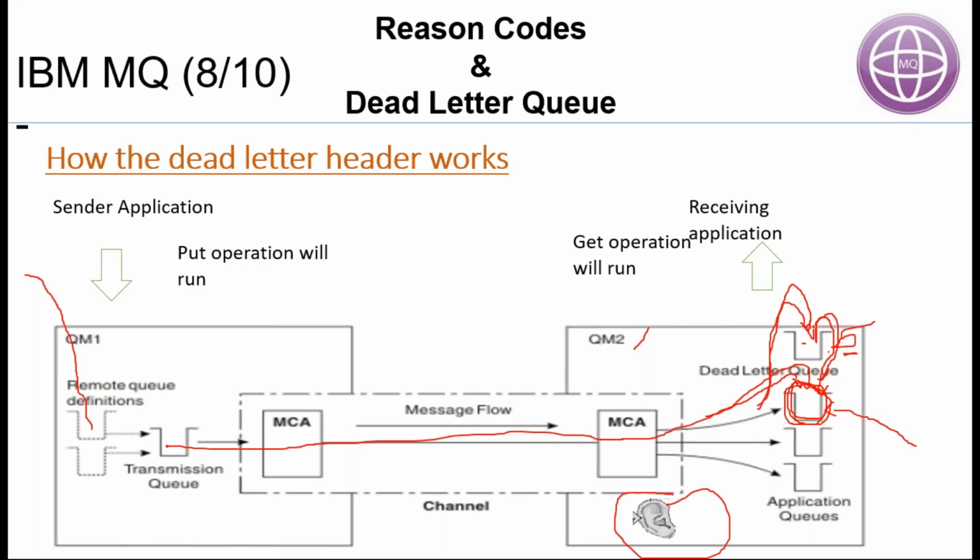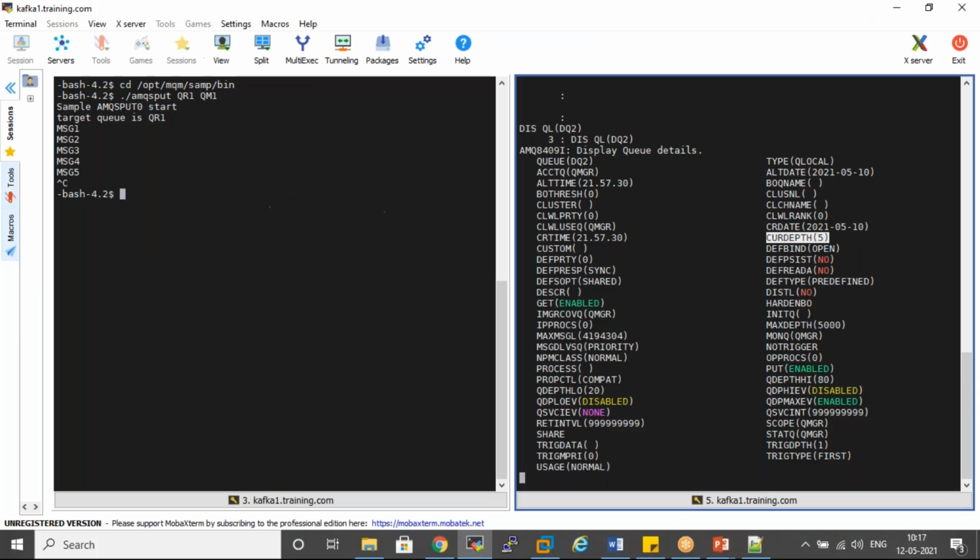You are protecting your message without loss. Now we have prevented our messages. We have prevented our 5 messages. Now we need to troubleshoot. Understand? Okay.